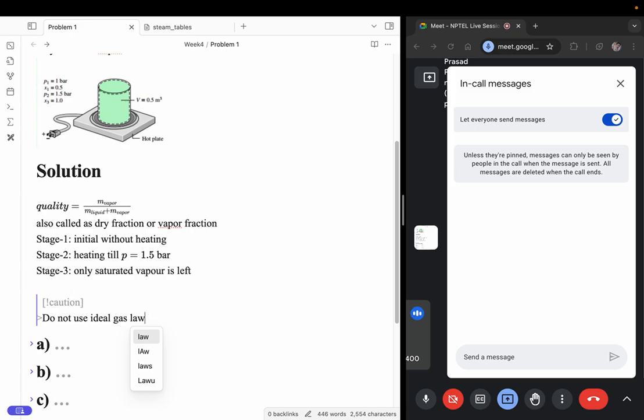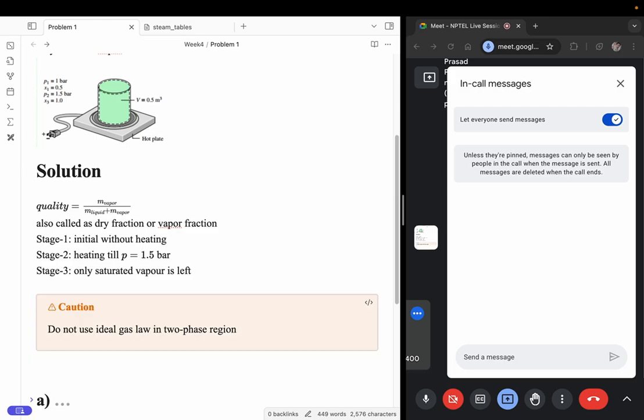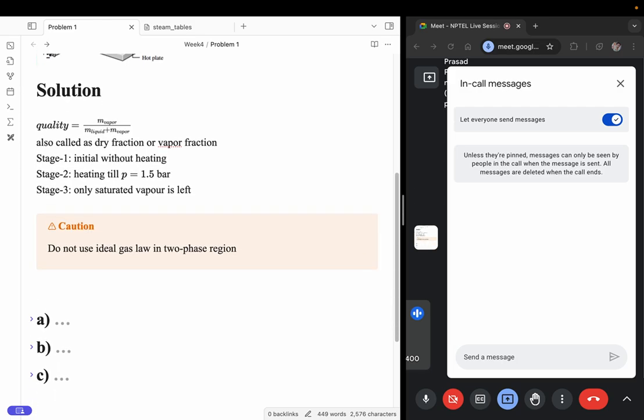Ideal gas law should be used only in the superheated region, not inside the dome or when you have 2-phase mixtures. That is when the temperature is so high that you will be only in the vapor stage. But now you have both liquid plus vapor, so in such scenarios you should not be using ideal gas law. So how do I go ahead with that problem?